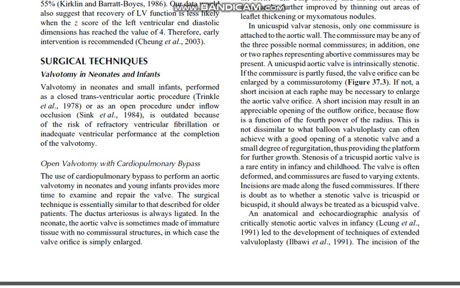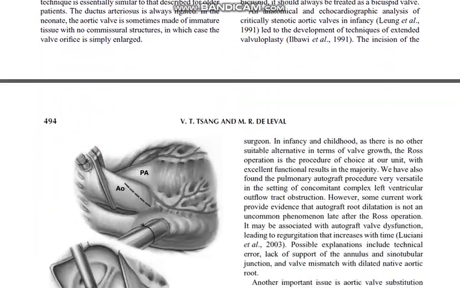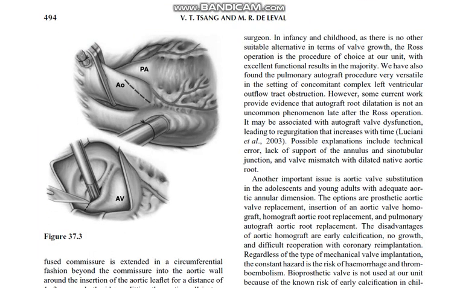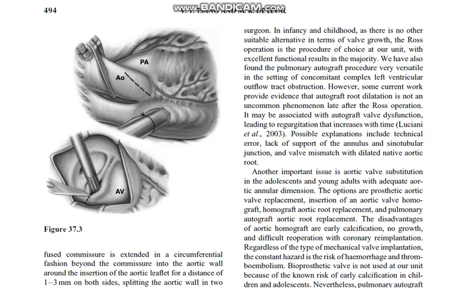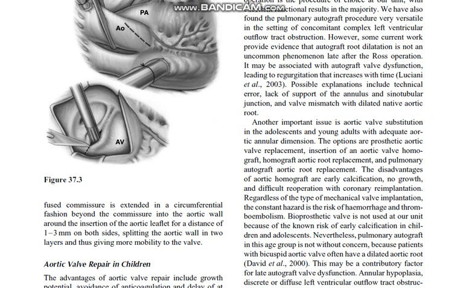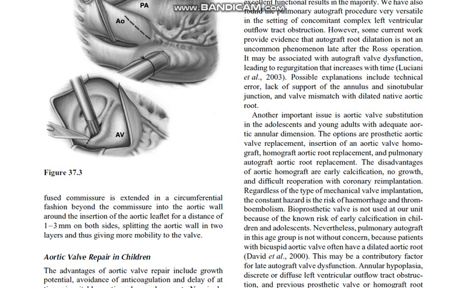a bicuspid valve. An anatomical and echocardiographic analysis of critical stenotic aortic valves in infancy led to the development of techniques of extended valvuloplasty. The incision of the fused chamfer is extended in a circumferential fashion beyond the chamfer into the aortic wall around the insertion of the aortic leaflet for a distance of 1 to 3 mm on both sides, splitting the aortic wall in two layers and thus giving more mobility to the valve.